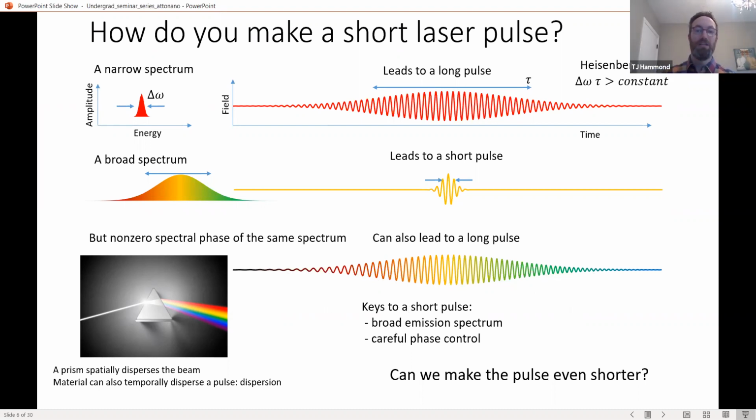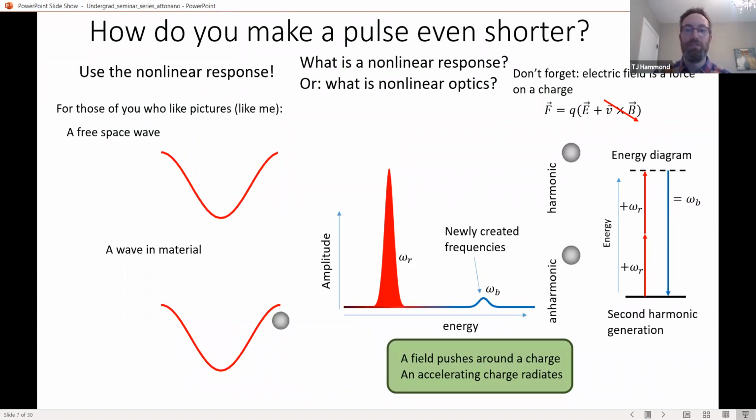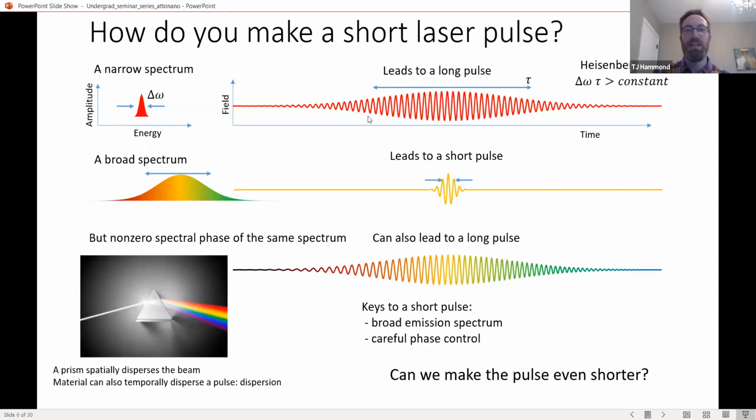So if you want to have a really short laser pulse, you need to have a really, really broad spectrum, and you also need to carefully control this phase. But how do we create these really, really short laser pulses? If we come in with a laser pulse that's, say, this long, how do we take this long laser pulse and make it into this short laser pulse?